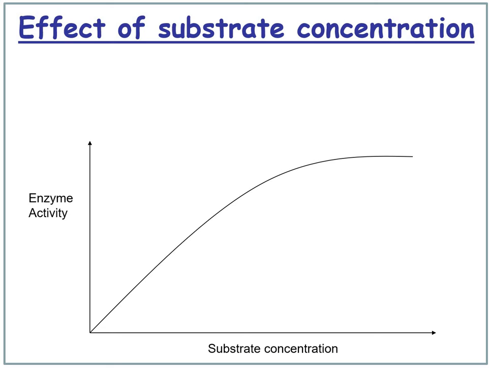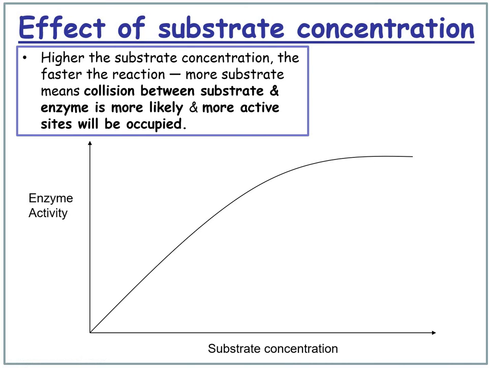Effect of substrate concentration. You can describe this graph first of all. You can see that as the substrate concentration increases, the enzyme activity increases up to a certain point where further addition of more substrate has no additional effect on the enzyme activity.